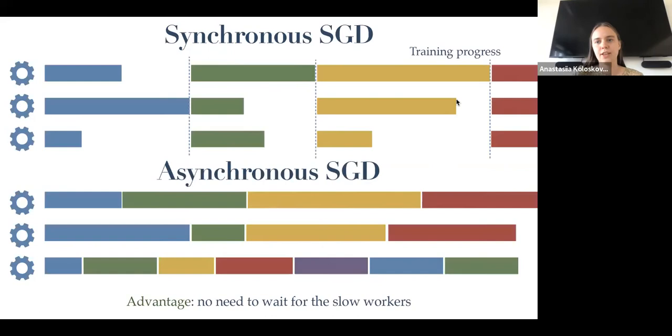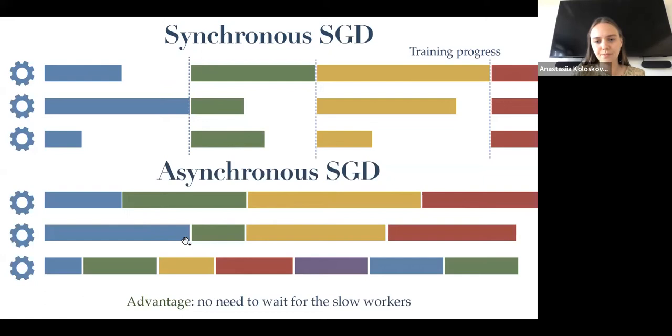Now we can see a comparison of the synchronous versus asynchronous approach. Here on the X axis, we have real time. In synchronous SGD, let's say we have three nodes, and this is how long every node takes to compute the gradient. At every iteration, before going to the next gradient, everyone would wait for the slowest node. As you see here, in asynchronous SGD, this is not the case. This node was faster and it can continue to the next gradient and not have any waiting times. So it has an advantage in this.